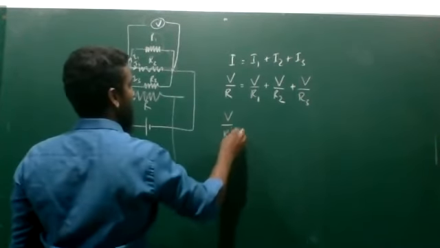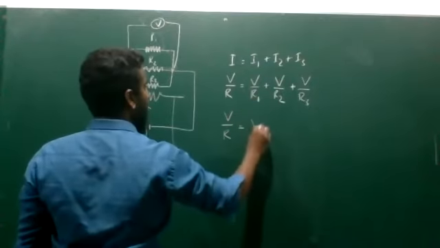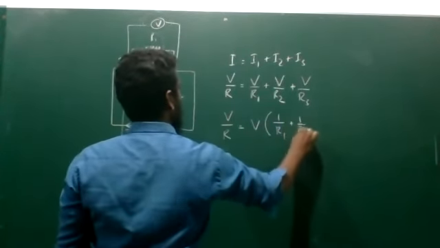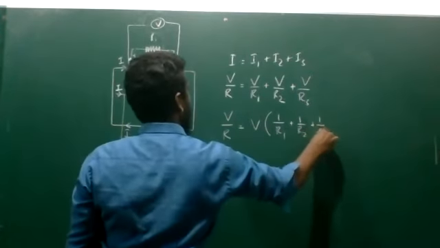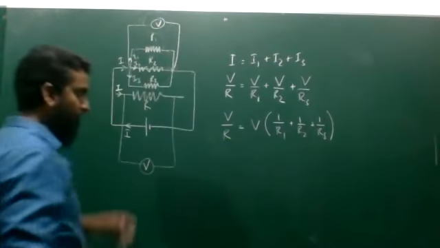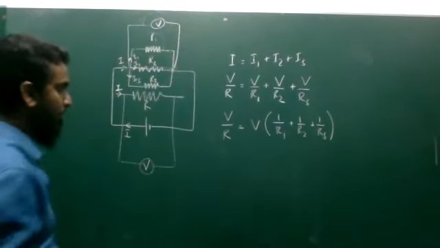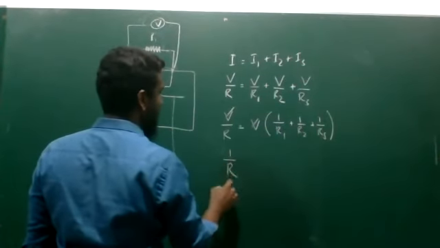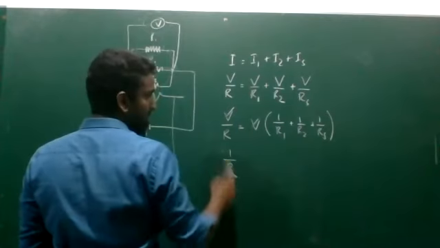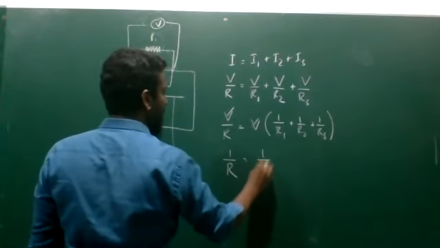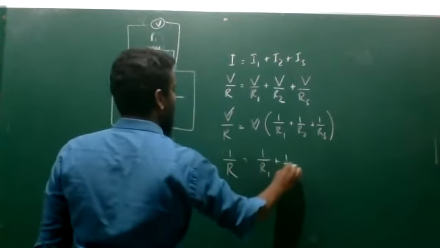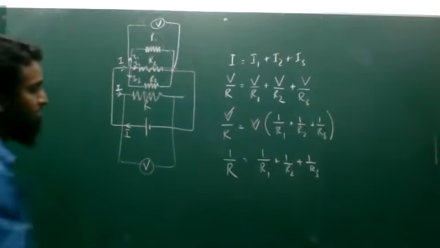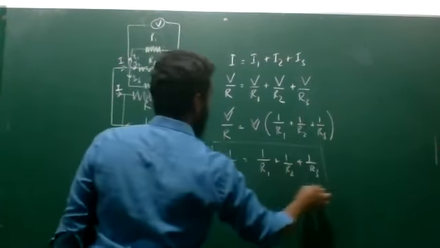For this equation, if you take V as a common factor, 1 over R1 plus 1 over R2 plus 1 over R3 is going to be in the bracket. If you cancel these two, then 1 over R, the inverse of the equivalent resistance, is going to be equal to 1 over R1 plus 1 over R2 plus 1 over R3. This is how we are finding the equivalent resistance.